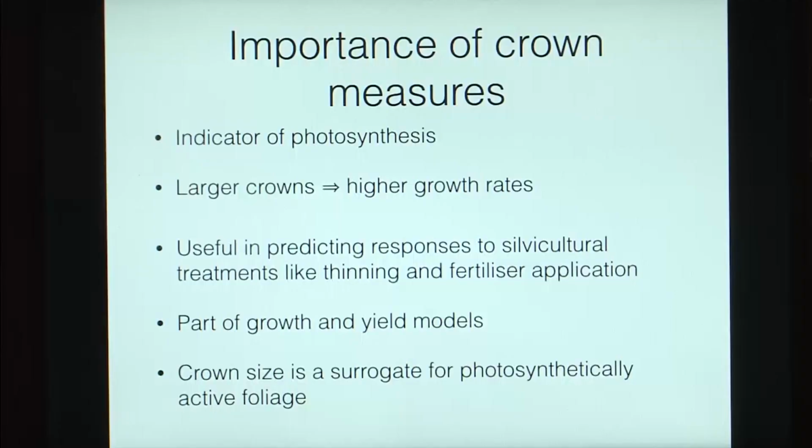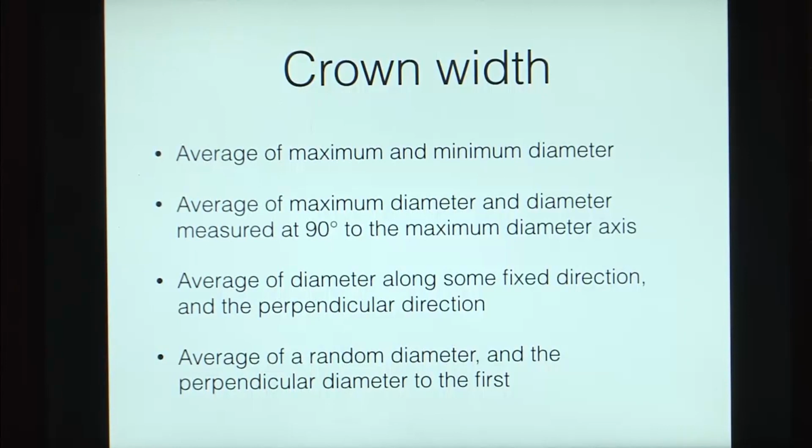Now, coming back to the slides, crown measures are also a part of growth and yield models because of these reasons, and they can also be used as a surrogate for photosynthetically active foliage if we want to model the growth of this tree. Now, when we talk about the crown diameter, we can also talk about the crown width. Crown width will be the average of the maximum and the minimum diameter, but this term is not as well defined. So, what are these maximum and minimum diameters?